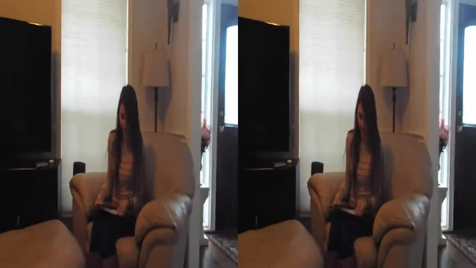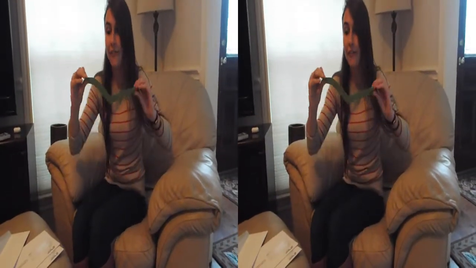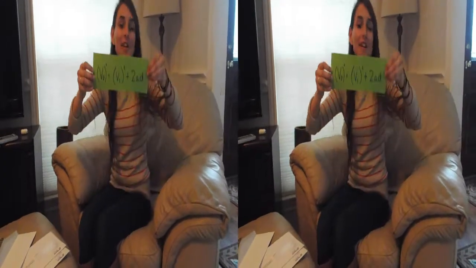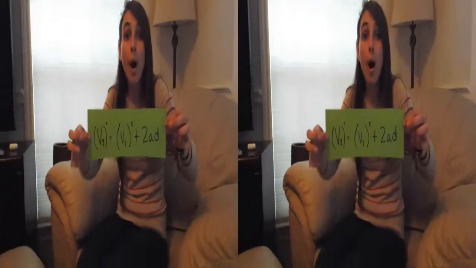Oh, look at all this junk. Hey, that's to Blue. Blue, aren't you happy? Let's open it and see what it is. Oh my gosh! It's another clue. V2 squared equals V1 squared plus 2AD.